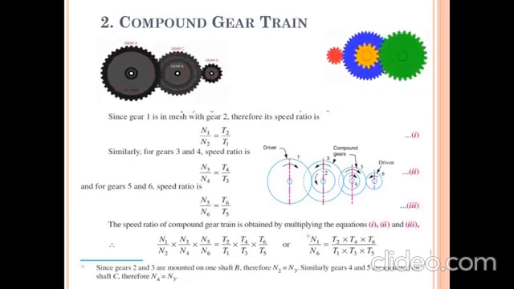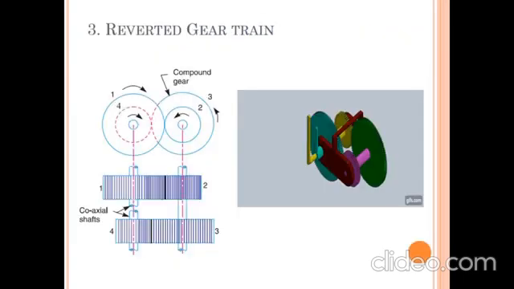Understand why? Because N4 velocity is equal to N5, N2 velocity is equal to N3 because these are mounted on the same shaft, and will have the same velocities. N1 upon N6 is equal to now remaining T2 into T4 into T6 divided by T1 into T3 into T5. This will be the velocity ratio for this gear train.